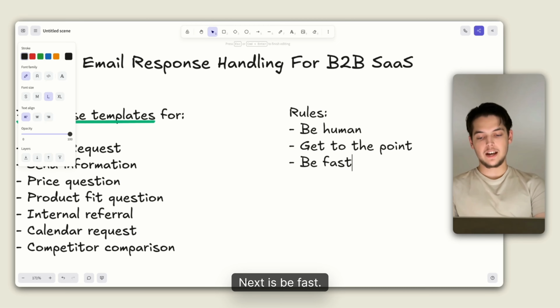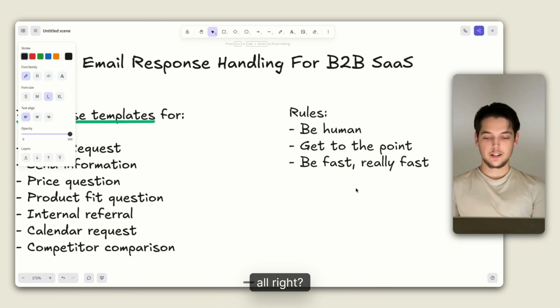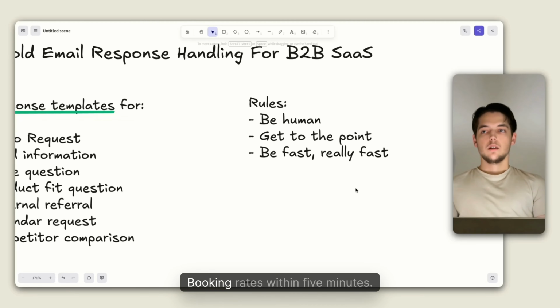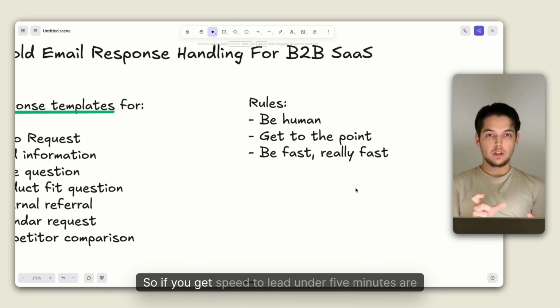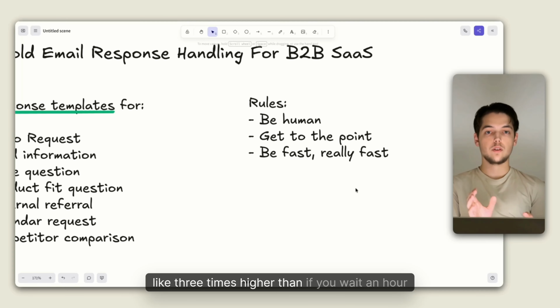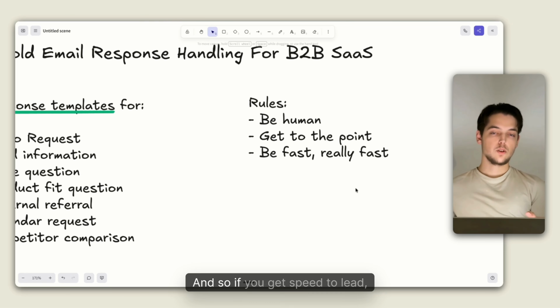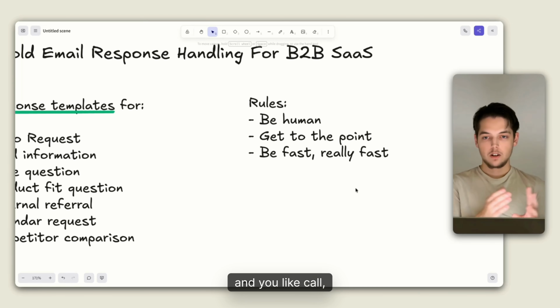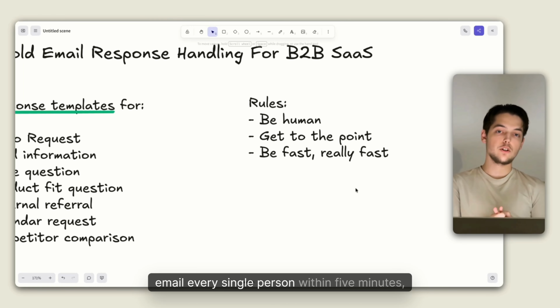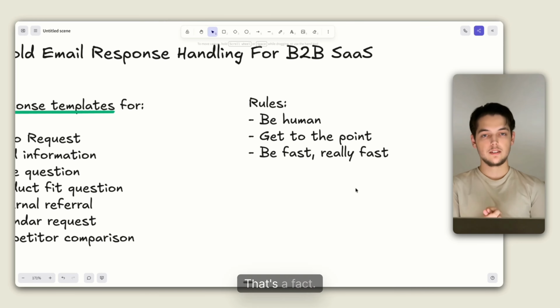Next is be fast, really fast. All right? That's the next rule. Booking rates within 5 minutes, so if you get speed to lead under 5 minutes, are like 3 times higher than if you wait an hour or longer. And so if you get speed to lead right and you call, iMessage, email every single person within 5 minutes, you're just going to get more meetings. That's a fact. So be fast.